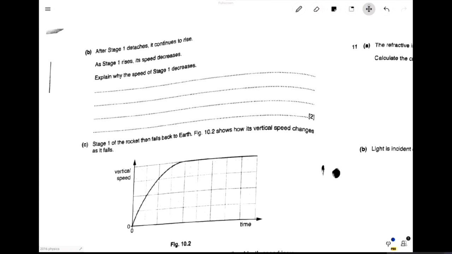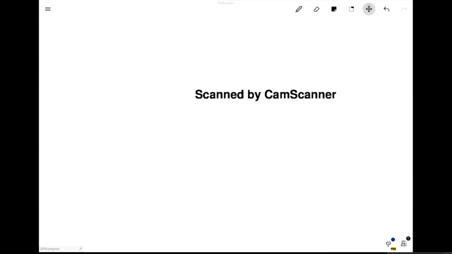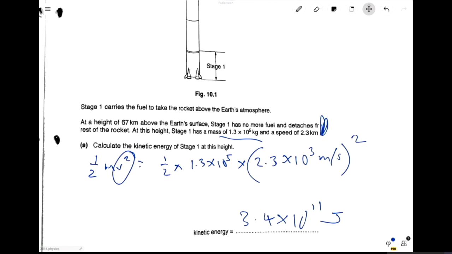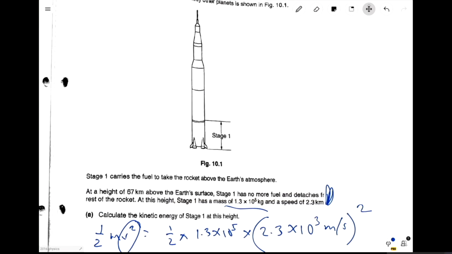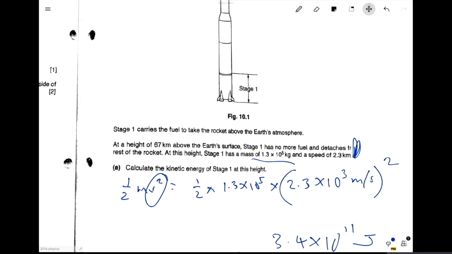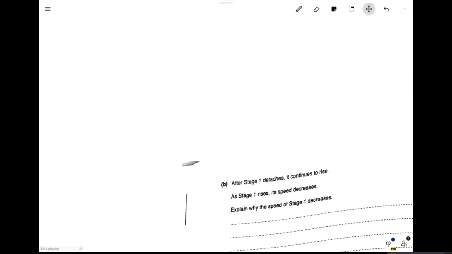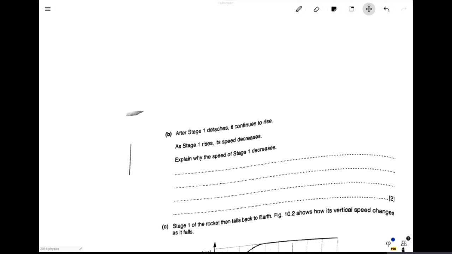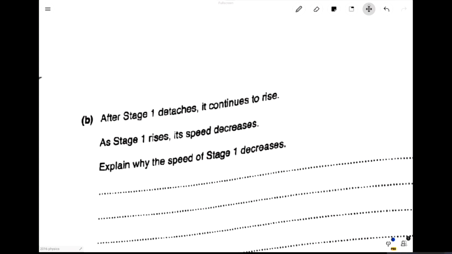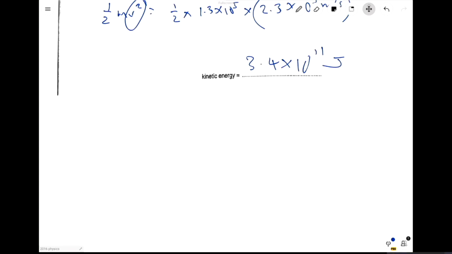Explain why the speed of stage 1 decreases as stage 1 rises. Why the speed of stage 1 decreases? After stage 1 detach. Oh, okay. Stage 1 is referring to this part.